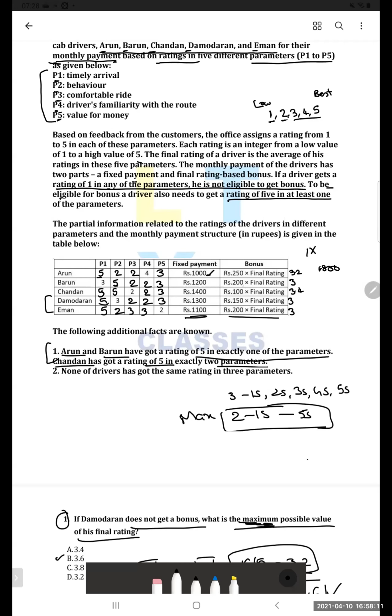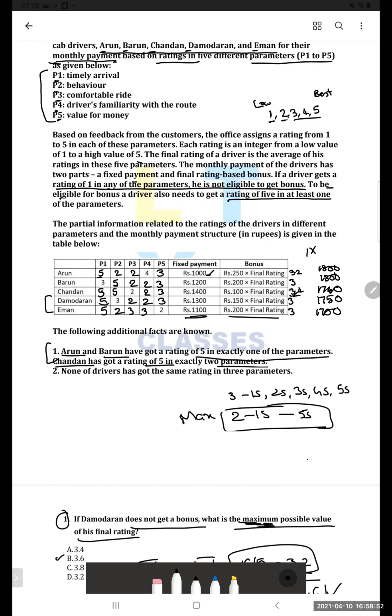Three times 200 is 600. 600 plus 1200 is 800. So both of them are 800 so far. Next, third guy, 3.4 into 100 is 340. 340 plus 1400 is 1740. Right? Fourth guy, 3 times 150 is 450. 450 plus 1300 is 1750. Fifth guy, 3 times 200 is 600. 600 plus 1100 is 1700.